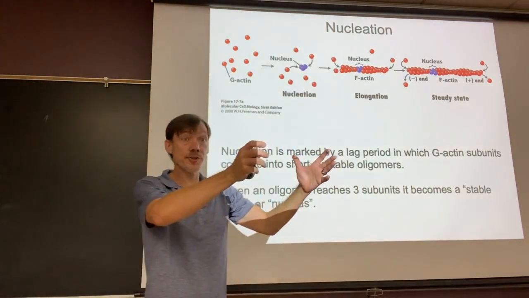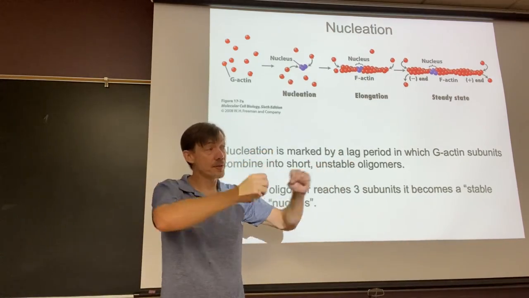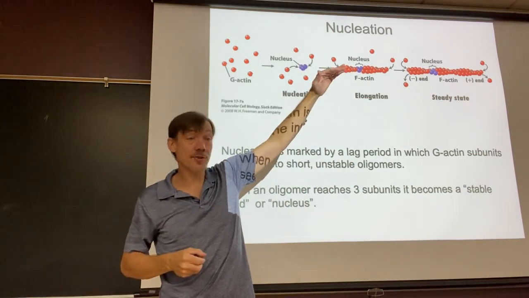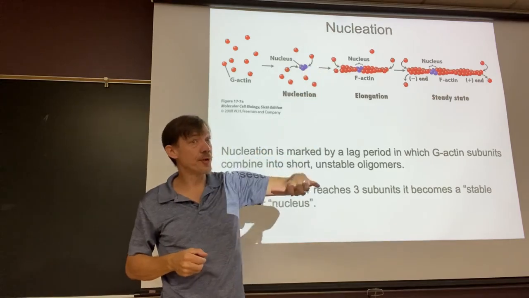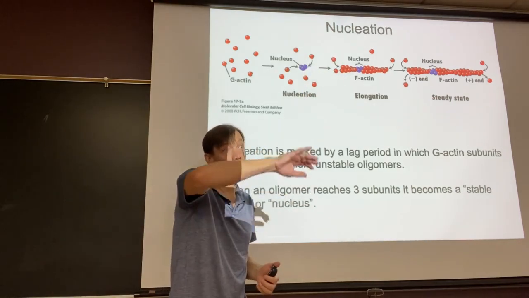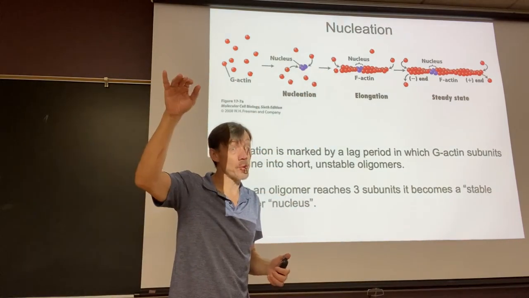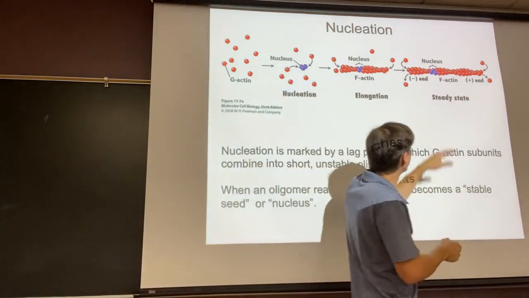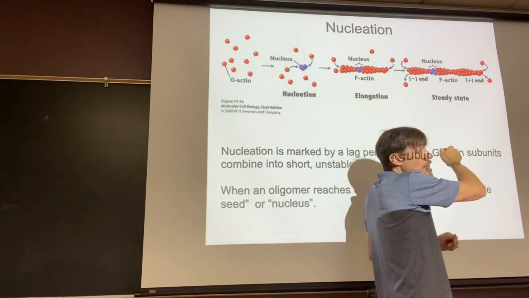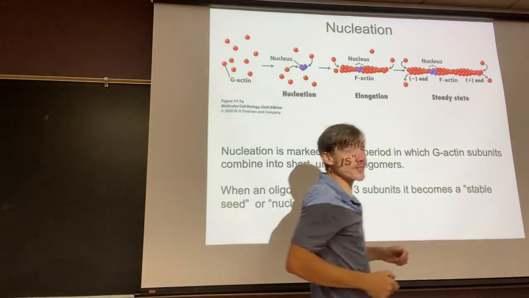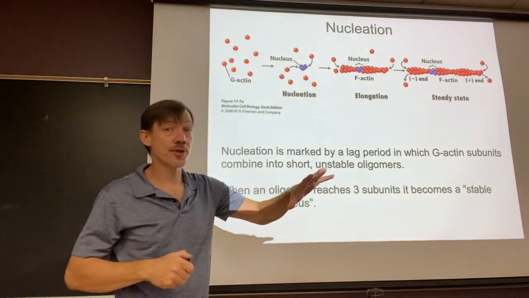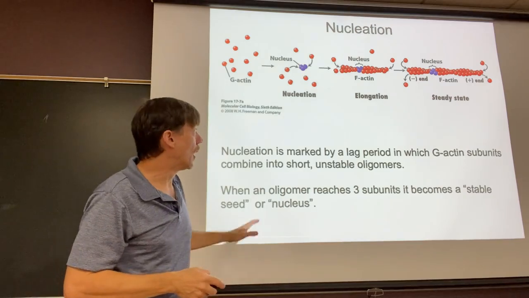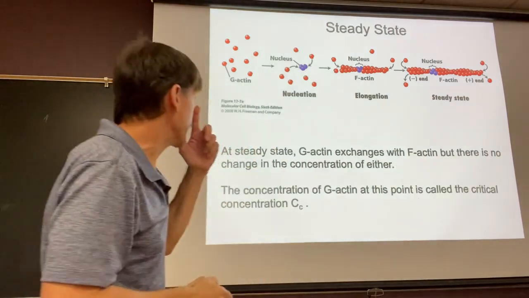If we start off with a solution of soluble actin and let these actin filaments assemble, over time, the concentration of soluble actin is going to decrease, the concentration of polymer is going to increase, and you're going to reach a steady state situation where the addition of subunits is balanced by the loss of subunits, and the concentration of filaments is steady over time.